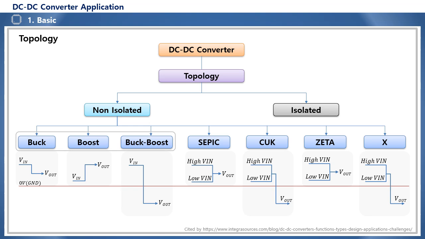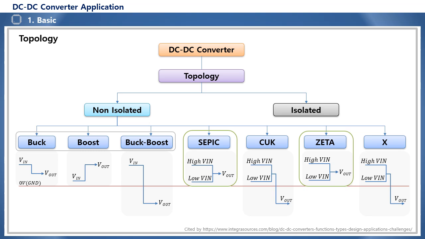There are many different types of non-isolated DC-DC converters. The most basic DC-DC converter structure is the buck converter for lower output voltage than the input, the boost converter for higher output voltage than the input, and the buck boost that outputs a negative voltage relative to the input. There are four types of converters that apply these basic structures.